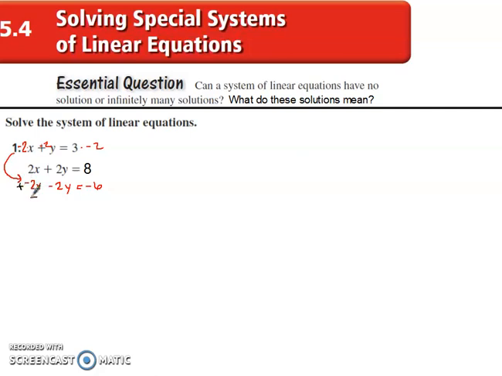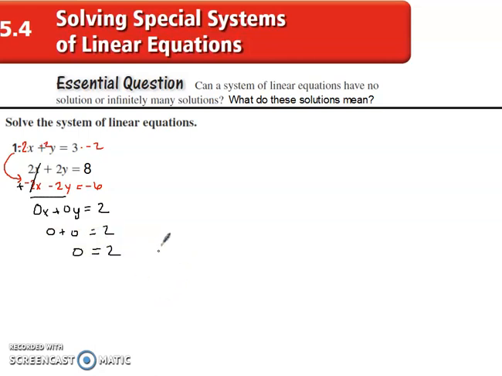I can now add to eliminate. Negative 2x plus 2x is 0x. 2y take away 2y is 0y, and that's equal to positive 2. So 0x's and 0y's is saying that 0 is equal to 2.